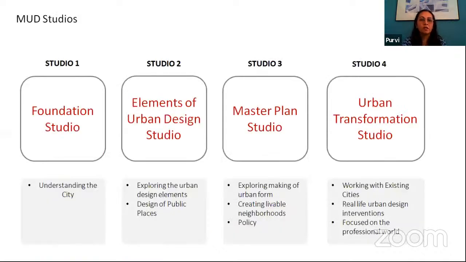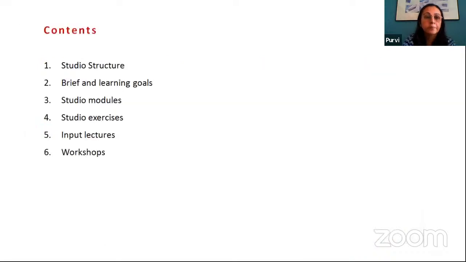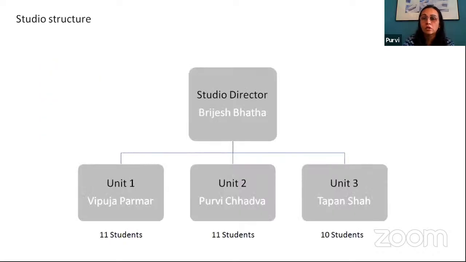We have four studios in the Masters of Urban Design program, out of which the third semester studio is known as the Master Plan Studio. It is focused on making the urban form, creating livable neighborhoods, and exposure to various development models and policies. I'm going to take you through the presentation in six parts. The studio structure enables the tutor to work closely with the studio director, and this maintains consistency in the teaching learning goals and outcomes across the three units in the studio.